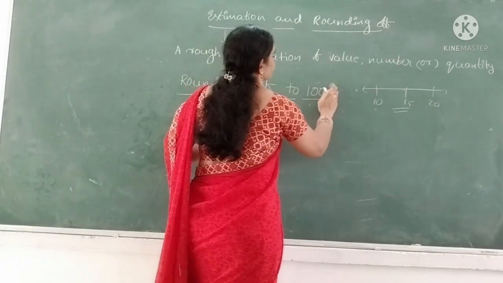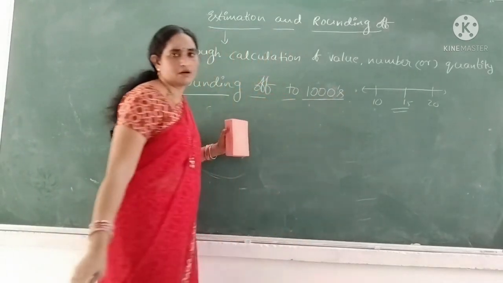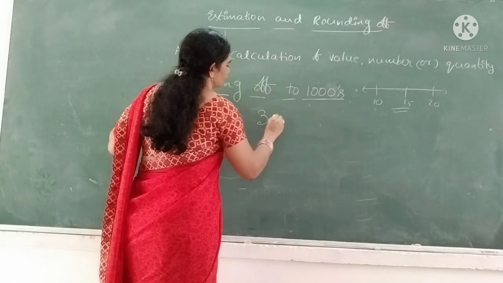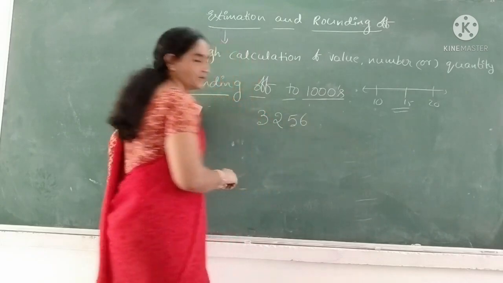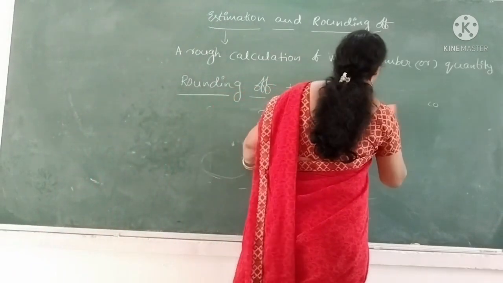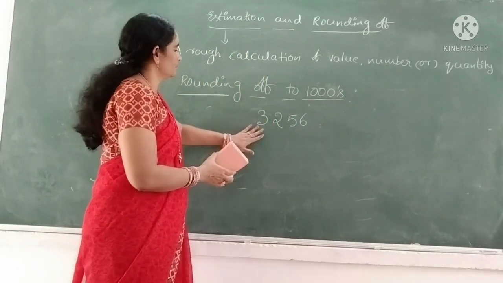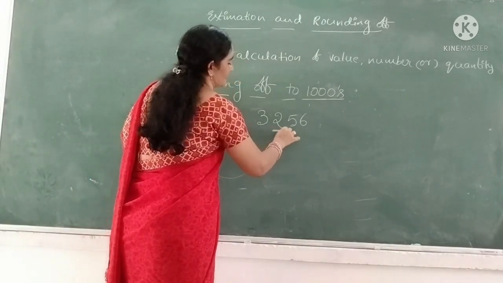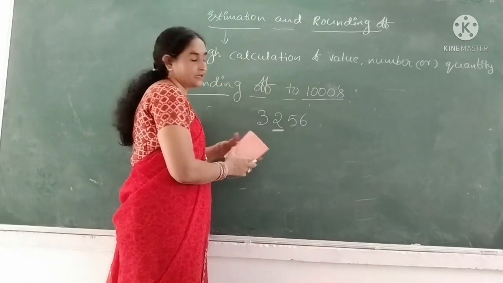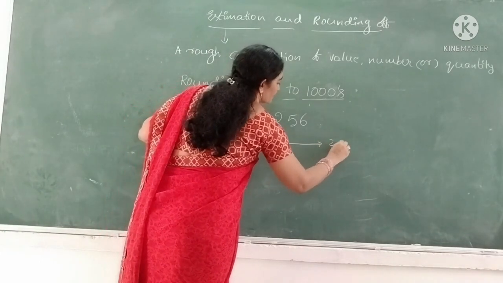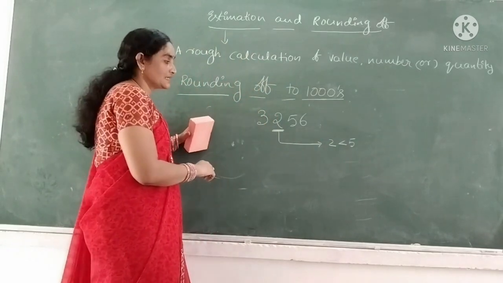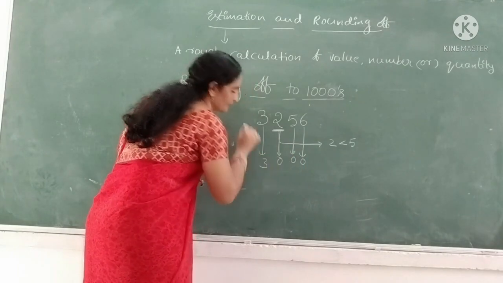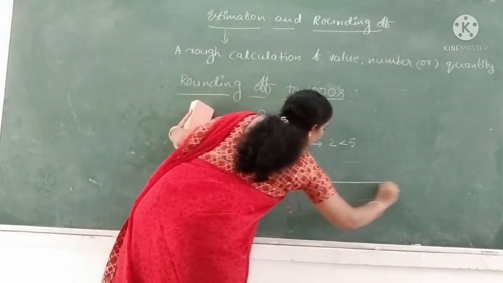Round off to thousands. In this way we take one number, 3256. Now we round off to thousands. For this number we look at the hundreds place. 2 is less than 5. Then we take 0, 0, 0, and the same number 3.